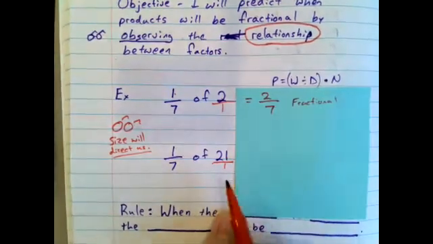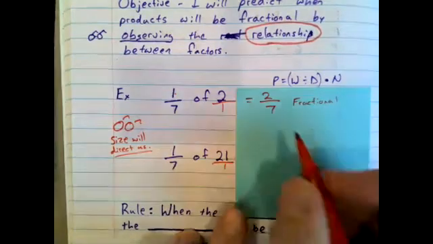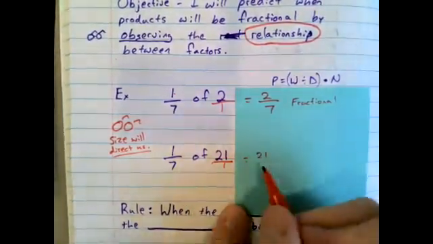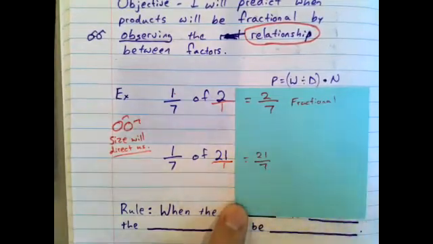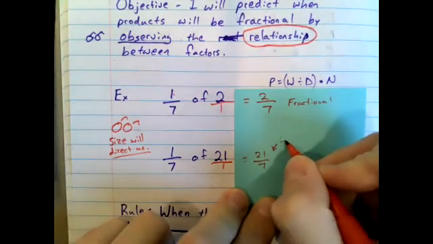Let's look at the second example and let's go to that first solution. 1 times 21 is 21. 7 times 1, 7. Also a fraction. However, what kind of fraction is it? It's improper.